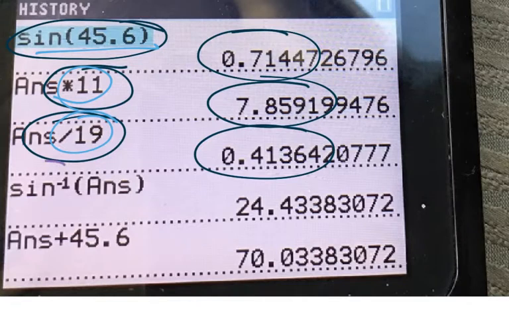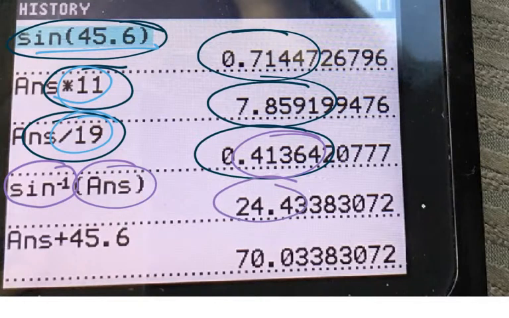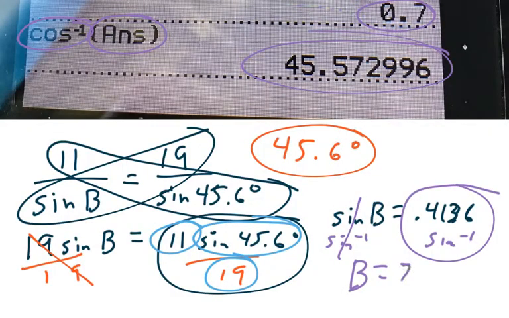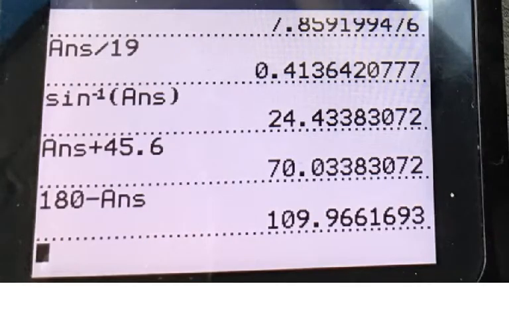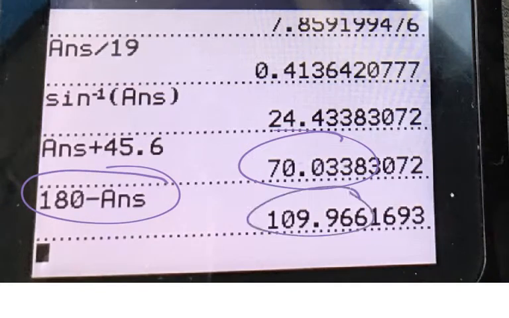And so notice I did the sine inverse of that 0.4136. That's my answer, right? And I got 24.433 degrees. All right? So let's jot that down. I now know B is 24.4 degrees if I round off, right? And notice, guys, I'm just going to add it with the other angle we found. I got basically 70. And then, once I knew they summed up to 70, once I minus from 180, I got my last angle, which is basically, if I round that off, 110 degrees, right?